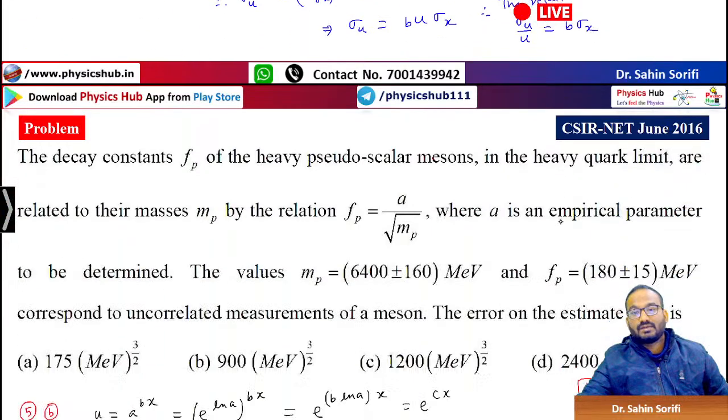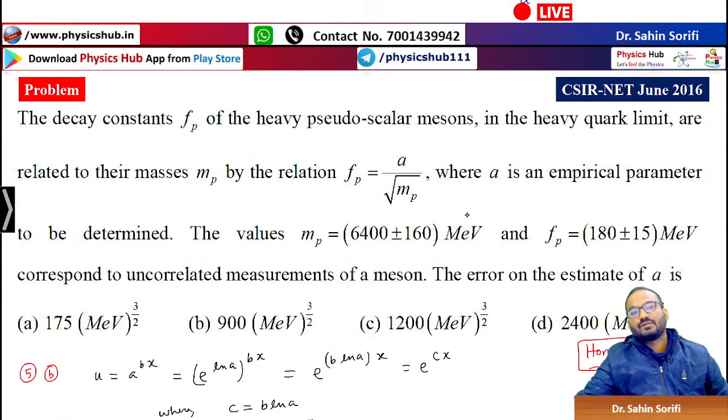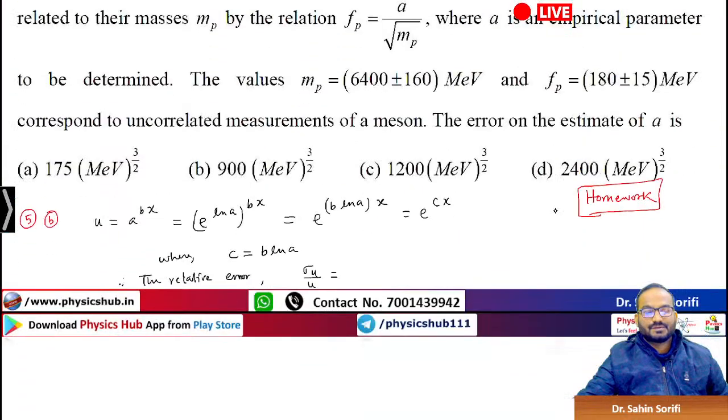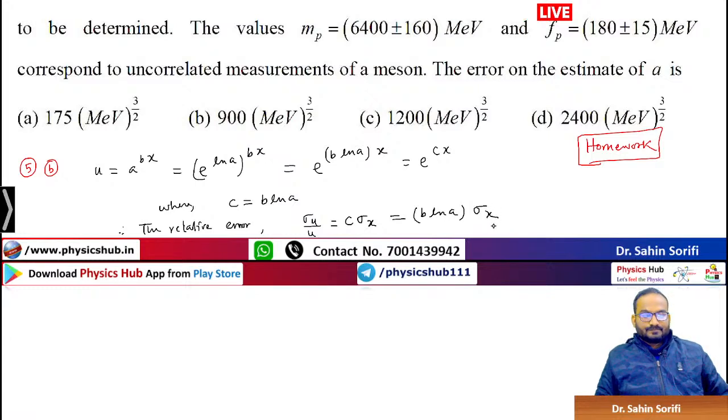So you can write the relative error. What will be the relative error? Relative error sigma u on u is equal to, it will come in this format by taking b equal to a equal to 1, b sigma x. Here it will come b sigma x. So you can just put the value back, b ln a sigma x. Simple as that.